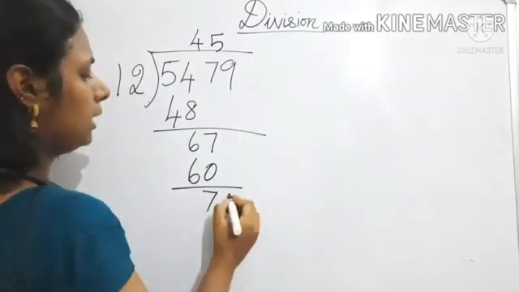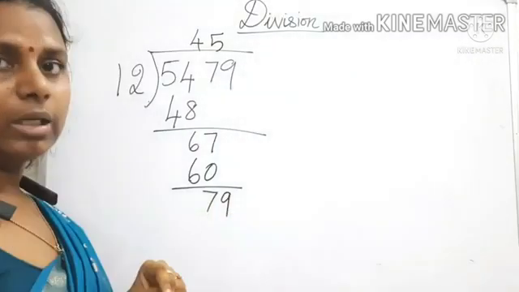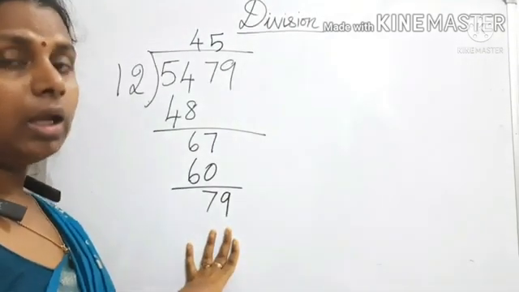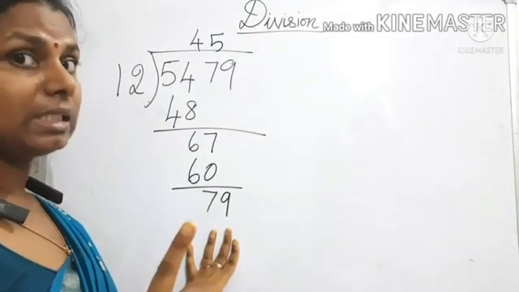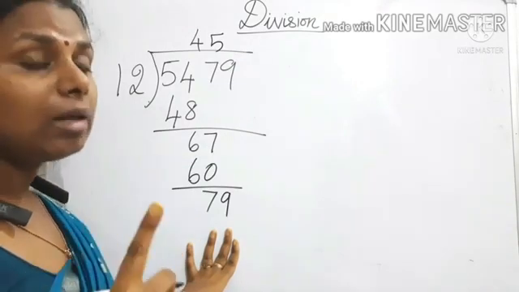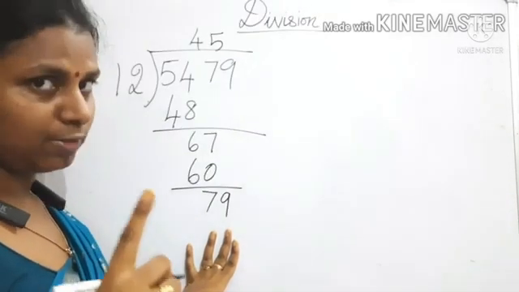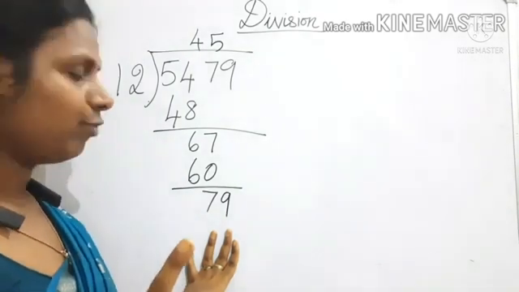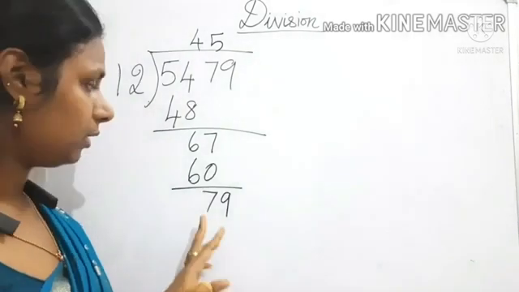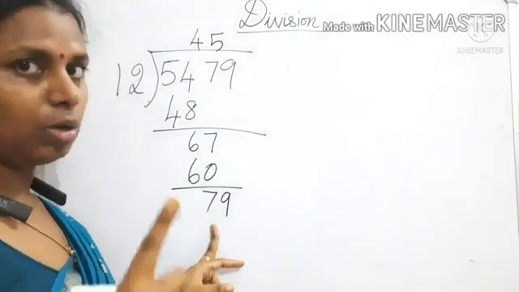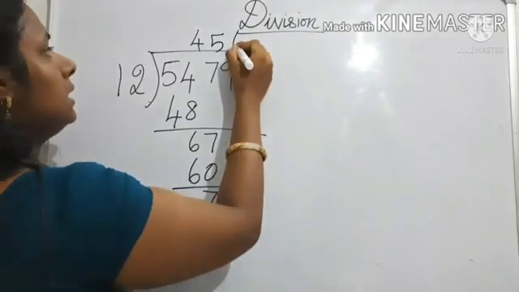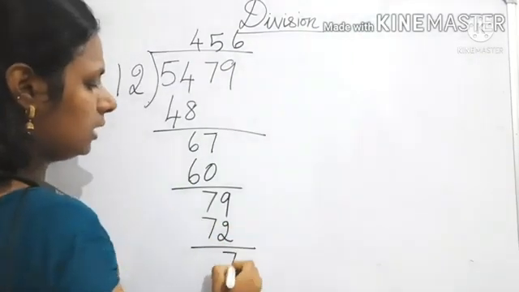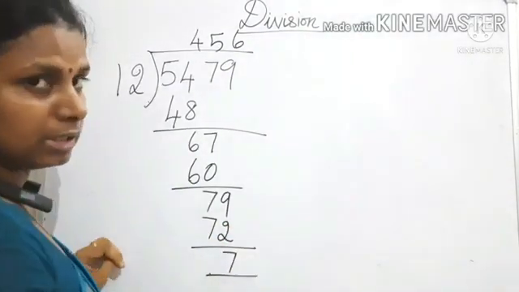Now let me take the next one, 9, 79. Now 12 sixes are 72. 12 sevens are 84. 84 is greater than 79, so we cannot take it. So 12 sixes are 72. The remainder is 7.